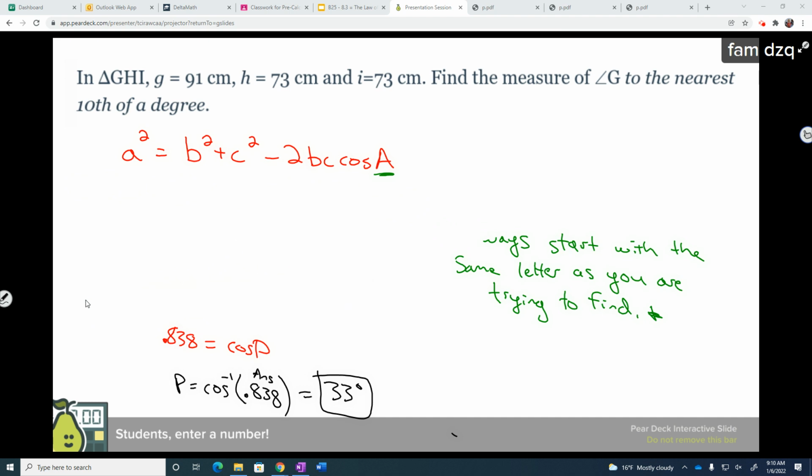All right, so this next example, we're asked to find big G. So we're going to start with little g. Those are our match. So we're going to start with 91 squared equals the other two sides squared and added. So it'll be 73 squared plus 73 squared minus 2 times the other two sides, 73 times 73, times the cosine of big G.